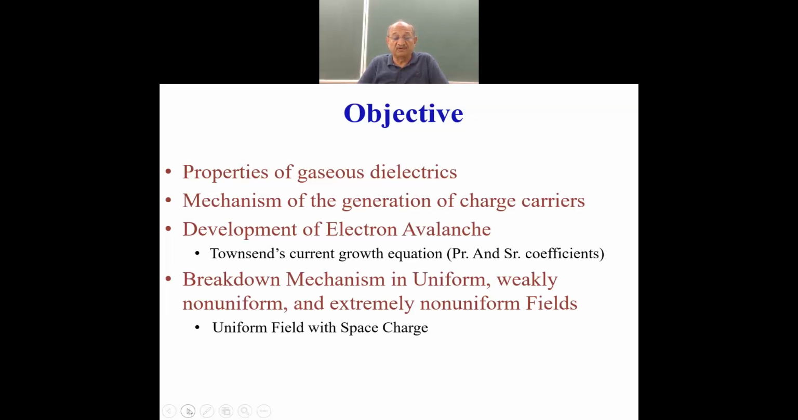We will be talking about that electron avalanche, and then the breakdown mechanism in uniform field, which is the first experiment in uniform fields performed by Townsend, and then later we have developed how the breakdown mechanism takes place in weakly non-uniform fields. We have already learned the weakly non-uniform field configuration, and then the extremely non-uniform fields, which is most common in the electrical network.